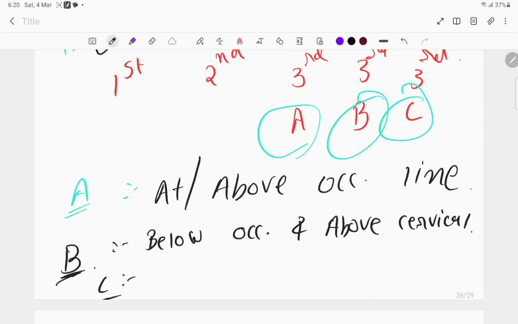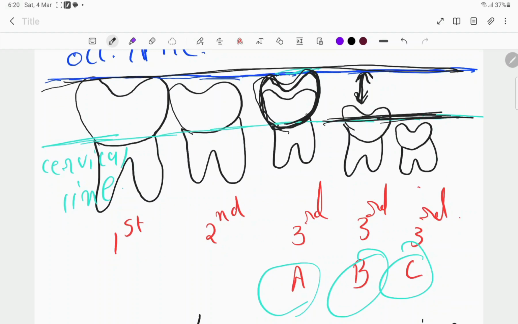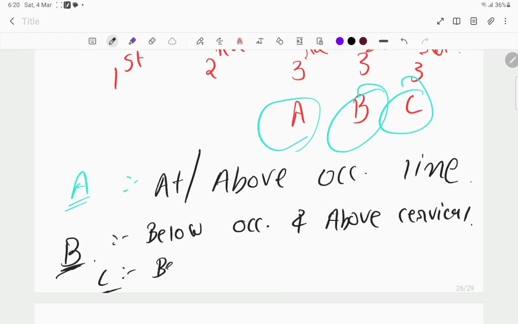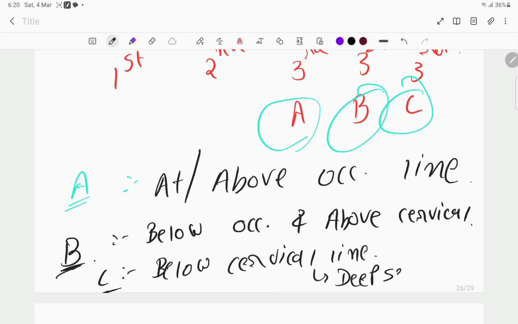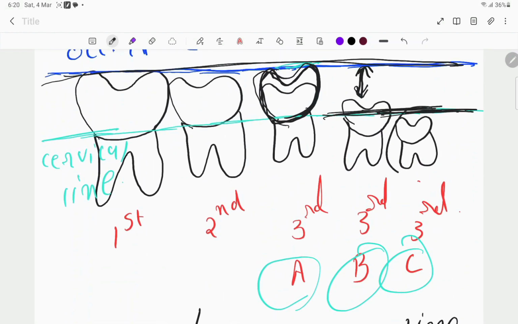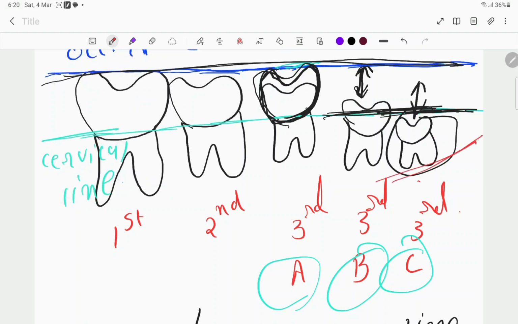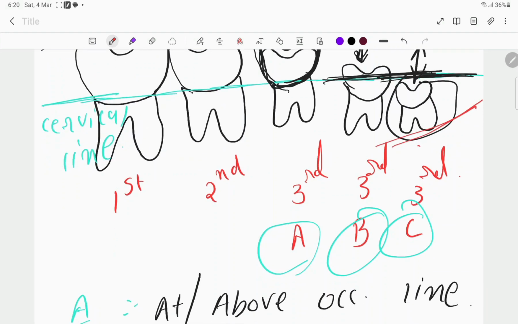Then we have C. In C, it is beyond or below the cervical line. Okay, it is below the cervical line, and for that we can see it is very deeply seated, right? Deep seated molar, and also it will be the most difficult. Why? Because we have to cut this much bone also, and there are chances that it is near to the inferior alveolar canal also, right? So that's why it is very difficult. So C condition is difficult to remove.